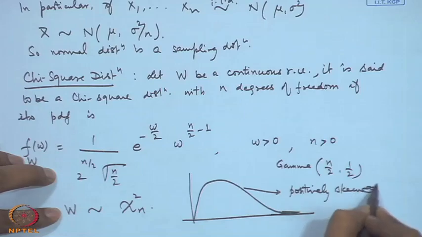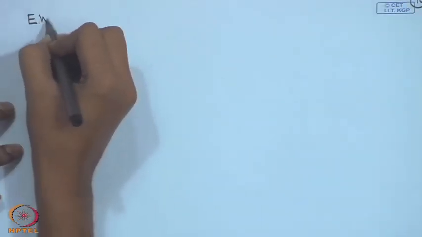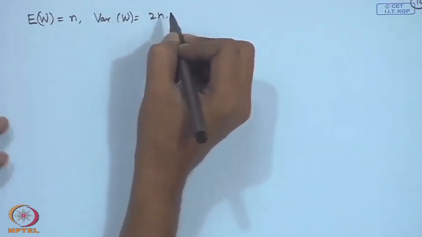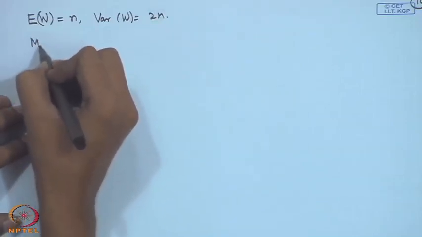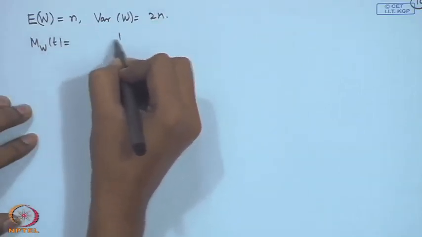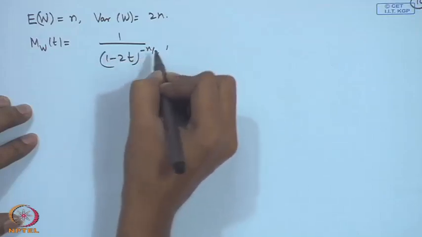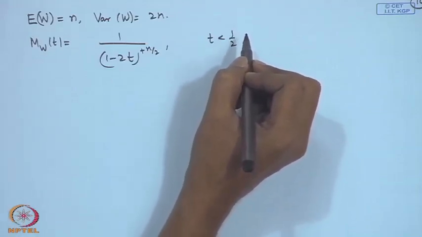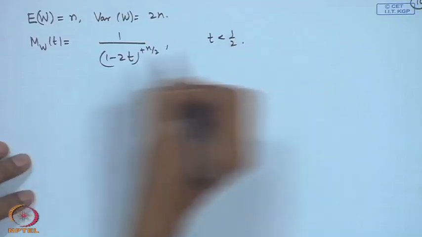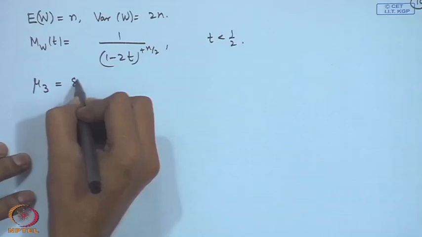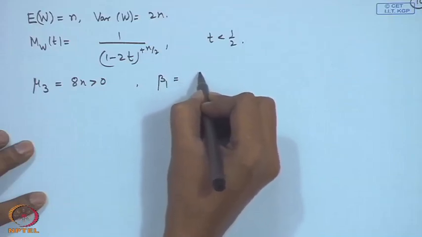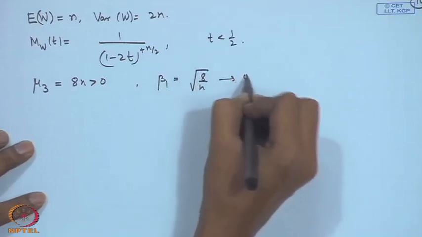In fact, let us look at the coefficients. Expectation of chi square is equal to the degrees of freedom, variance of chi square is equal to twice the degrees of freedom, and its moment generating function is 1 minus 2 t to the power minus n by 2, for t less than half. If we look at the measures of skewness and kurtosis, the third central moment is equal to 8 n, which is of course positive. But the measure of skewness is equal to root 8 by n. So, of course, this goes to 0 as n becomes large.